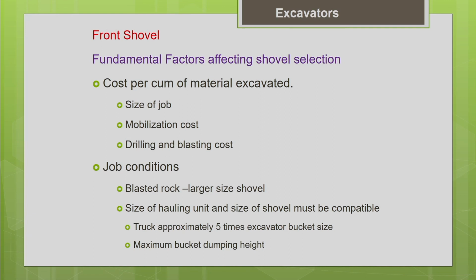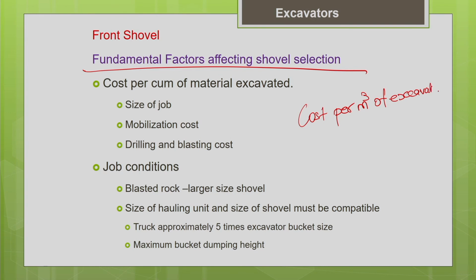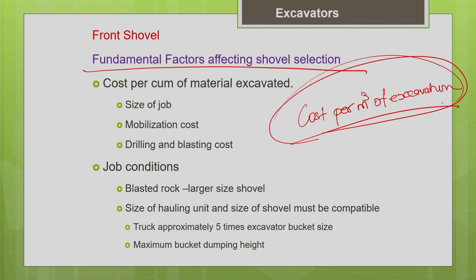Apart from the above factors, there are also other fundamental factors which govern the shovel selection. The important factor, as everyone knows, is the cost per meter cube of excavation, the unit cost of excavation. For any job, the unit cost of production is a very important parameter which we need to estimate, because based upon that unit cost only, we are going to make the selection of the machine. Whenever we have different options of machines, we will generally go by the option which will give you the minimum unit cost of production or excavation. So for that we need to estimate this parameter.